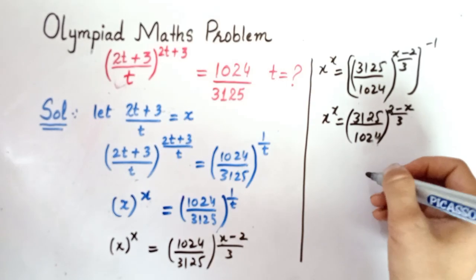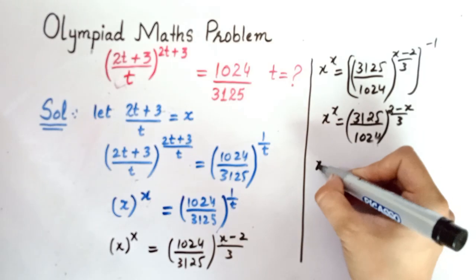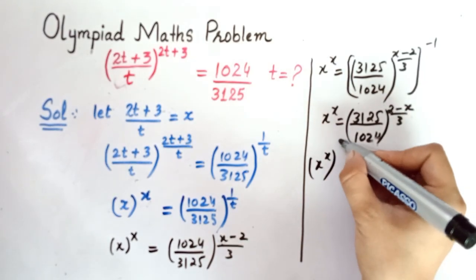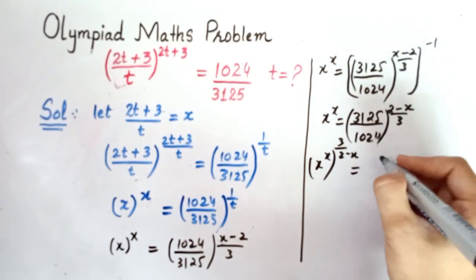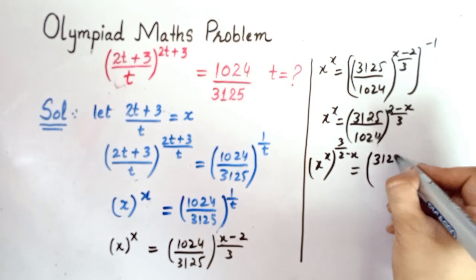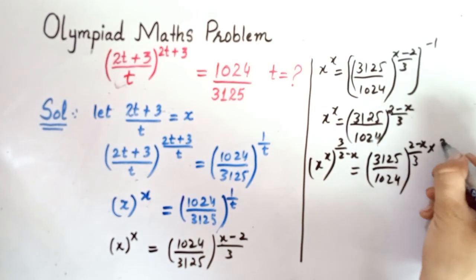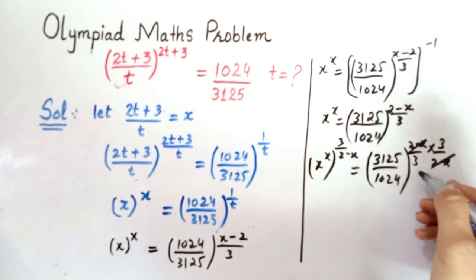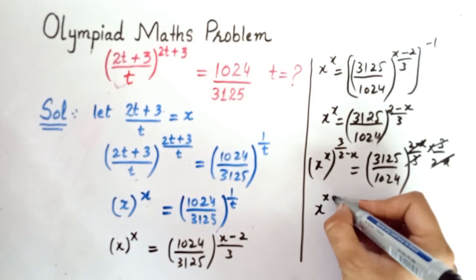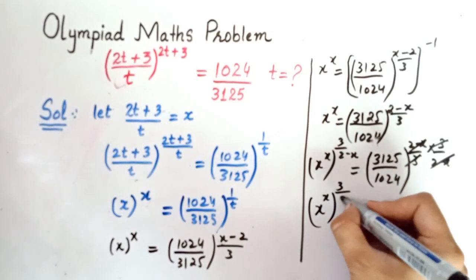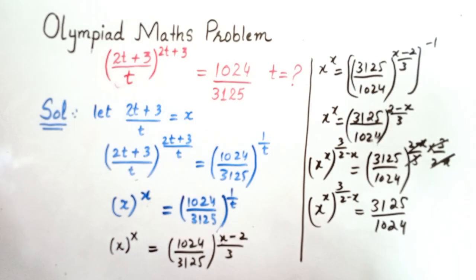Now in the next step, take the whole power as 3/(2 minus x), so that we can cancel this out. So (3125/1024) to the power (2 minus x)/3 times 3/(2 minus x). This and this cancel out. You have x raised to the power x times 3/(2 minus x) equals 3125/1024.